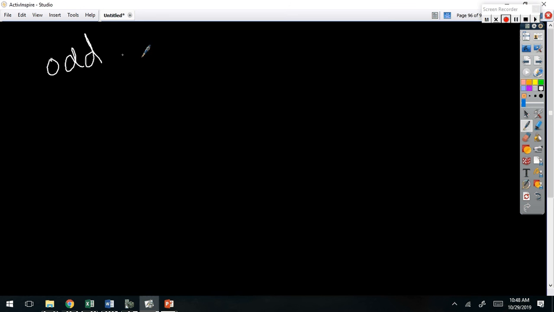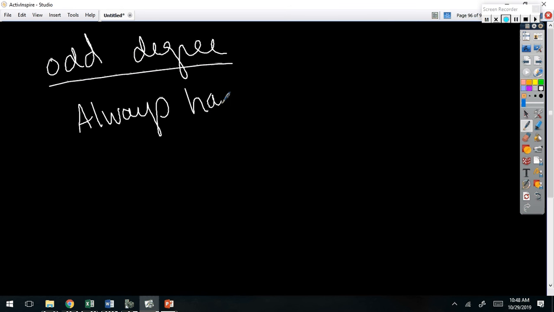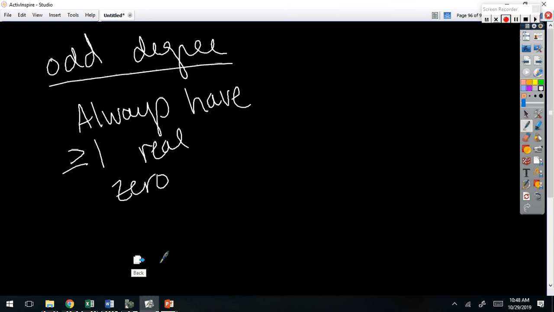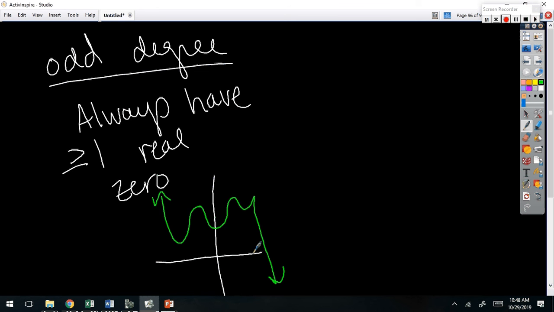Because odd degrees, this just makes sense if you think about it. Odd degrees always go off in opposite directions, right? They are always going to have at least, so I'm going to say greater than or equal to 1 real zero. And by real, what I mean is where it's crossing the x-axis, right? So they could have more than one, but they're going to have at least one, because if the ends are in opposite directions, whatever's going on, at some point it has to come back down and cross, okay? Does that make sense as to why? The ends are opposites. So at some point it has to cross, right?